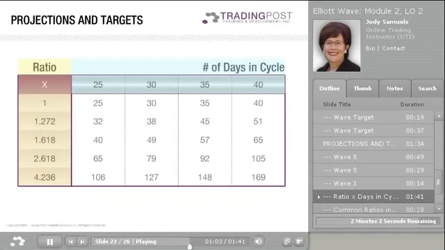The table shows the Fibonacci ratio in the left column and the number of days in the cycle across the top. Of course, if the distance in time or number of days is part of the Fibonacci sequence itself, then multiplying a Fibonacci sequence number by a 1.618 ratio will produce the next number in the Fibonacci sequence anyway. Notice that the Fibonacci extension ratios go from 1 to 1.272 to 1.618 to 2.618 to 4.236.